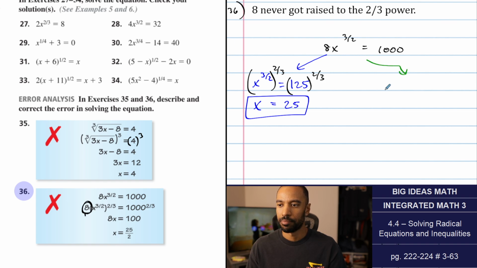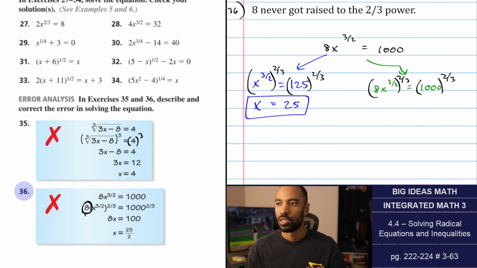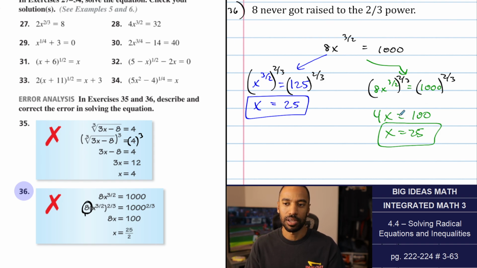Here's another version of it where you do have 8x to the 3/2 equals 1,000, and because it's a product, we can safely raise to the 2/3 power as long as both things get raised to the 2/3 power. 8 to the 2/3 power, cube root of 8 is 2, and 2 squared is 4. So you get 4, and this is x equals, cube root of 1,000 is 10, 10 squared is 100. Divided by 4, you get x equals 25. So it still works out either way, just their 8 never got cube rooted. And that was the thing I was stating before. If you don't isolate it, you might forget to do it. You might not write it this way, but you might forget to do it.